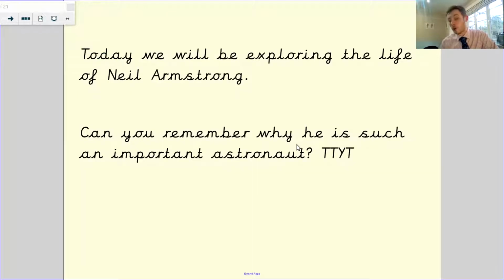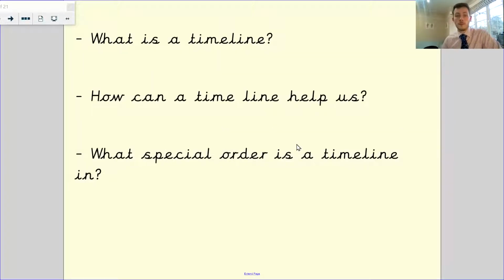Today, we're going to be exploring the life of Neil Armstrong. So can you remember why he's such an important astronaut? You can pause the video and have a discussion with your teddy or your toy. So why is he such an important astronaut? Can you remember? We're going to come back to why Mr. Neil Armstrong was such an important astronaut.